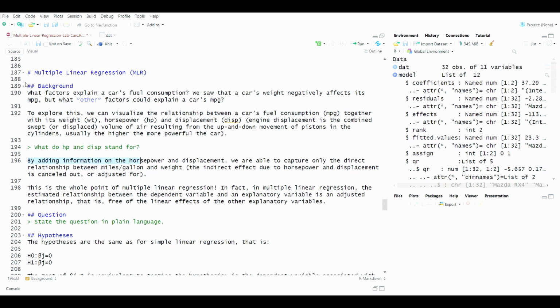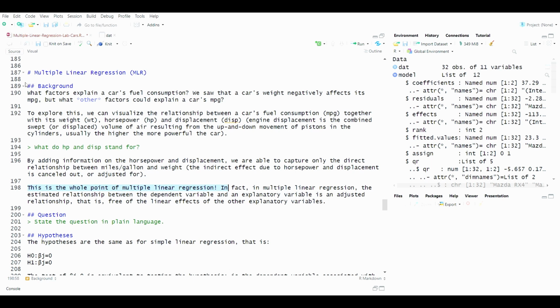By adding information on the horsepower and displacement, we are able to capture only the direct relationship between miles per gallon and weight. The indirect effect due to horsepower and displacement is canceled out or adjusted for. So after accounting for horsepower and displacement, we can now find out what's the effect of weight. This is the whole point of multiple linear regression.